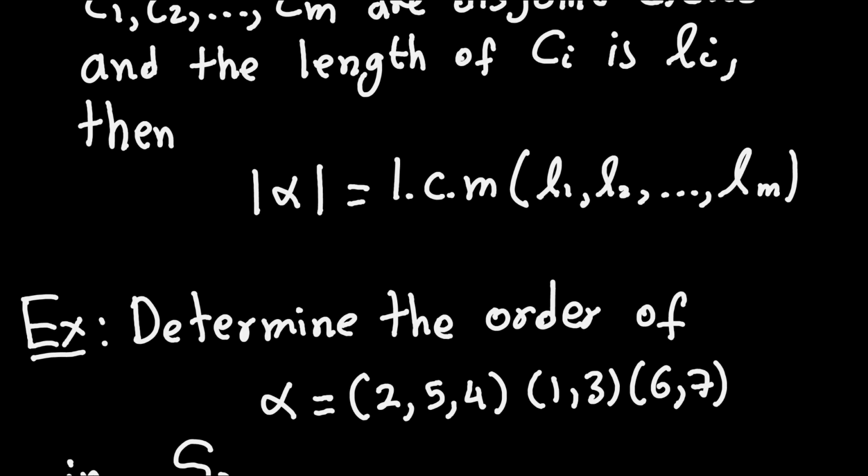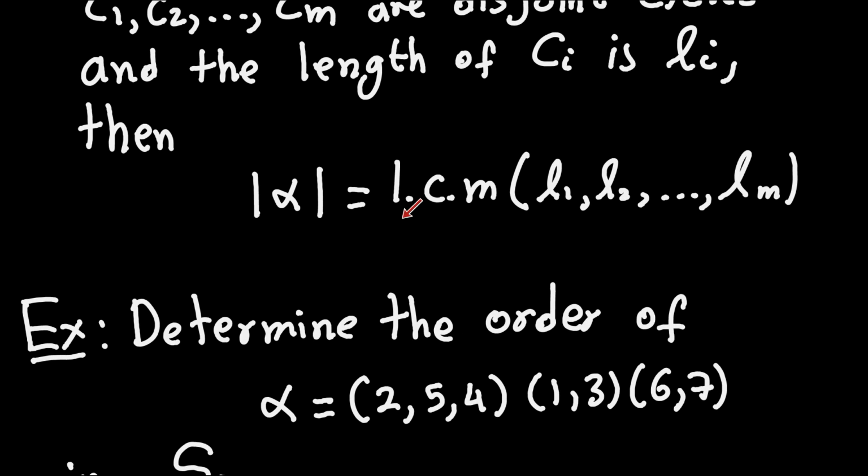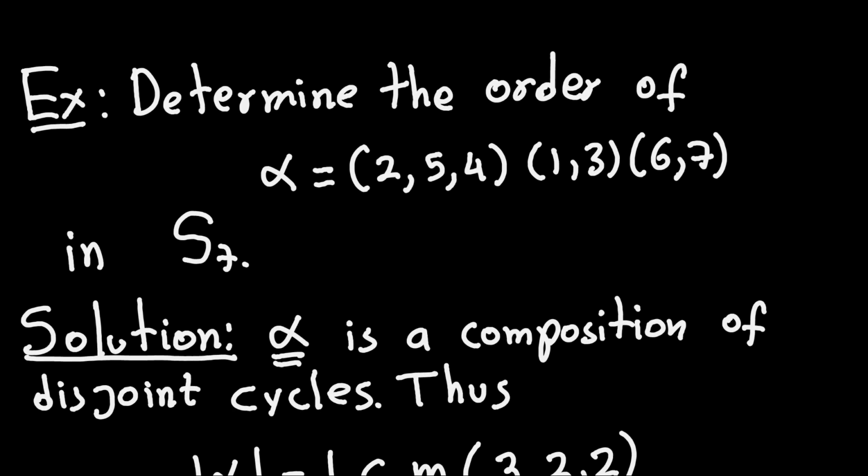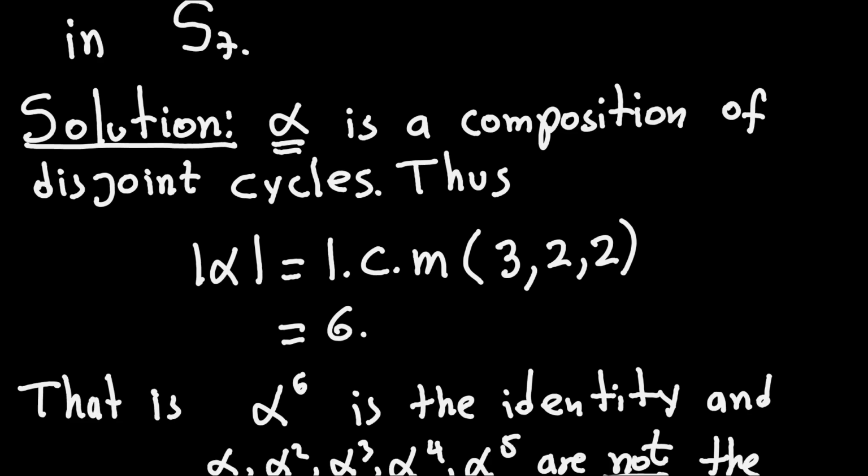If you look at the theorem, the only thing that determines the order of a permutation is the length of the cycles, not what is inside that cycle. So in this example we did 2, 5, and 4, this contributes nothing to the order of alpha except for the length. So the only thing that matters here is the length of the cycle.